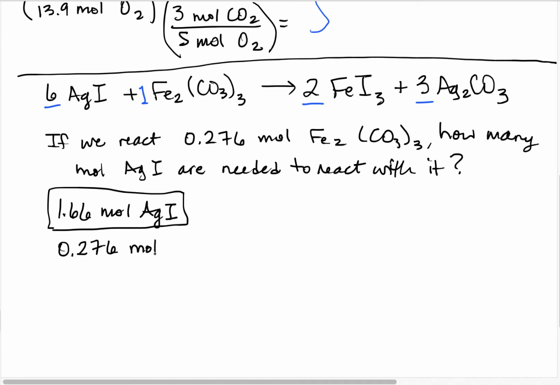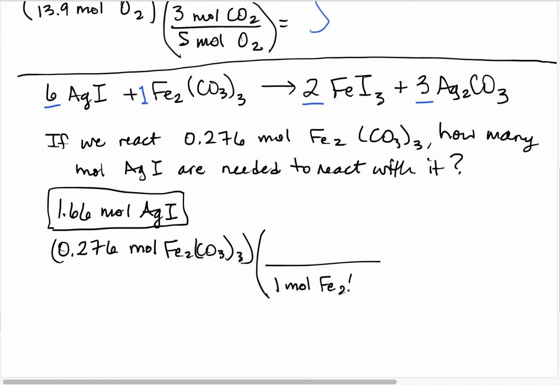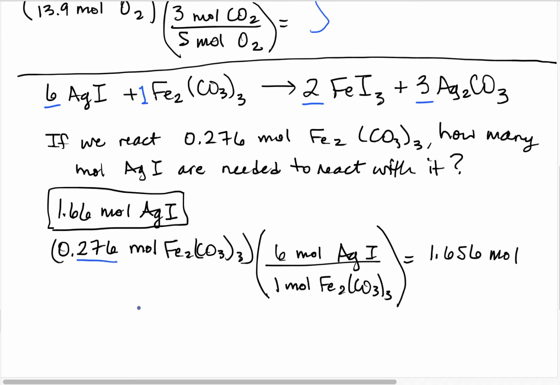we have 0.276 moles of Fe2CO3. Now I'm going to use the coefficients from the balanced chemical equation. 1 mole of this iron carbonate relates with 6 moles of AgI. When I multiply those through, I get 1.656 moles, but then I rounded it to 3 significant digits because I only had 3 in my iron carbonate number of moles.